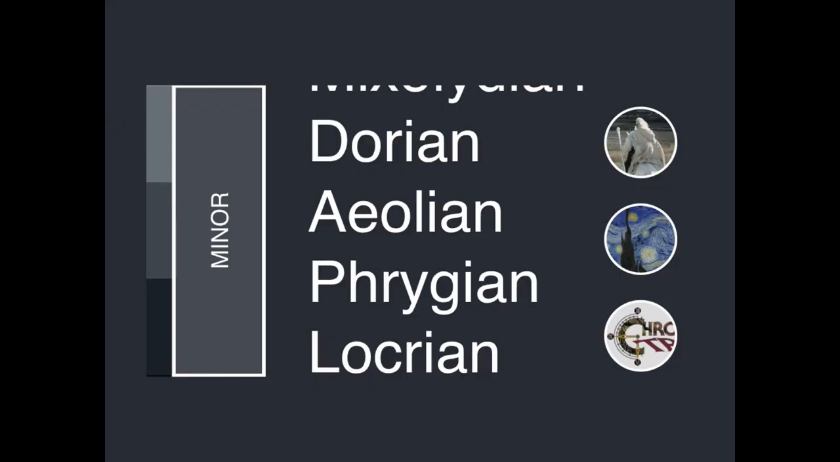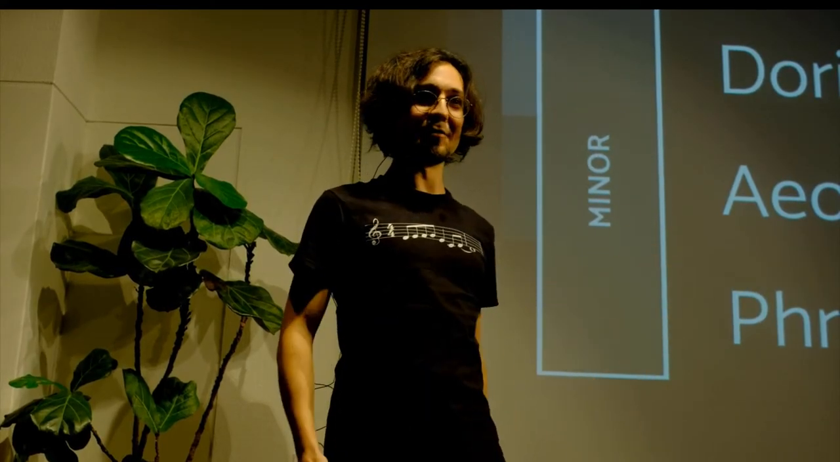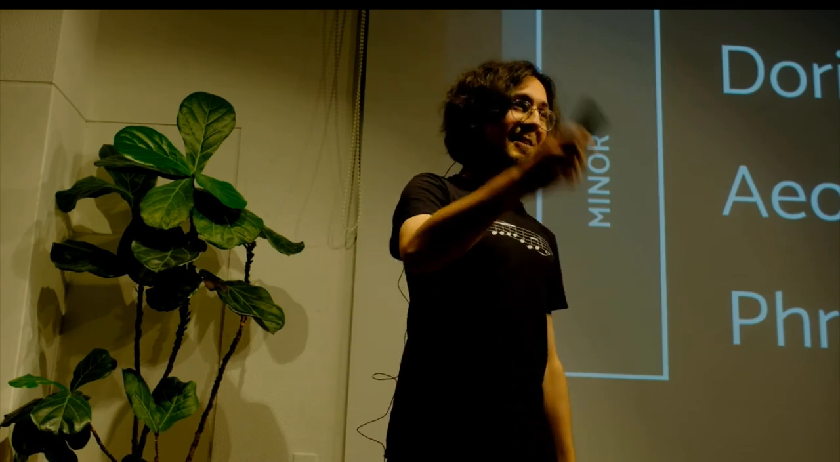Major modes, all the minor modes now. Quick recap. Dorian is the sound of fantasy. Phrygian is, I don't know, maybe it's Egypt or something. You decide for yourselves.